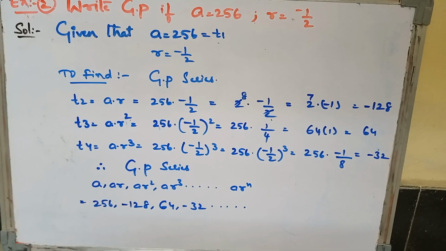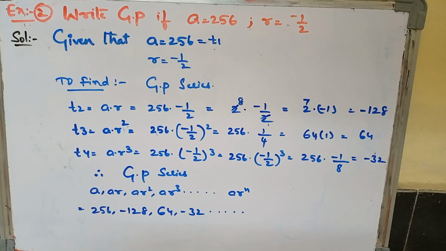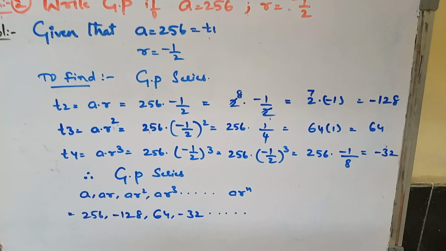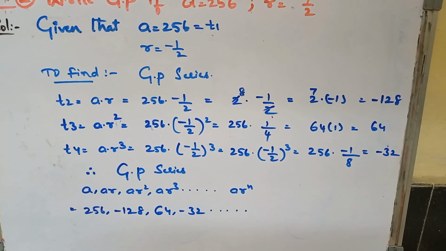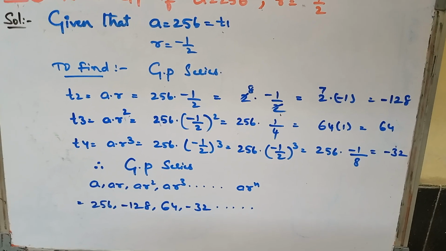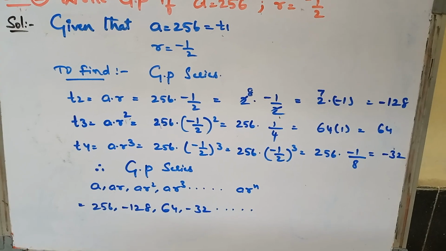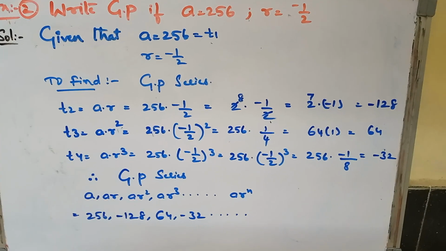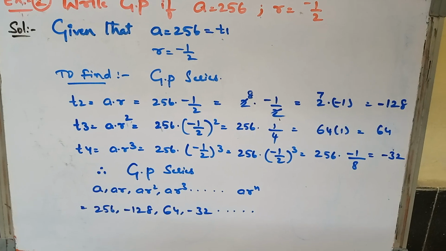So find the second term T2, that is A into R, that is A dot R, where A is given as 256 and R is minus 1 by 2. Simplify, you will get minus 128, because 256 can be written as 2 power 8 into minus 1 by 2, where 2 power 8 by 2 gets cancelled, we get 2 power 7 into minus 1, that is minus 128.